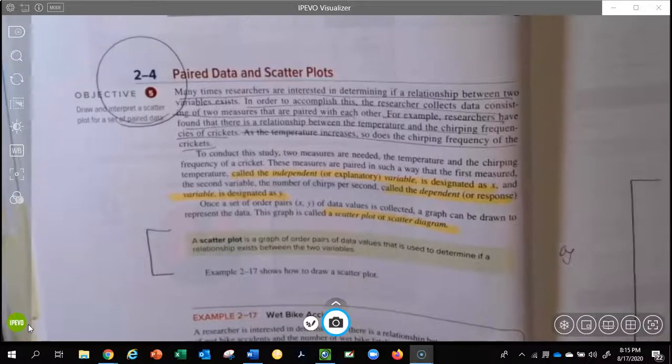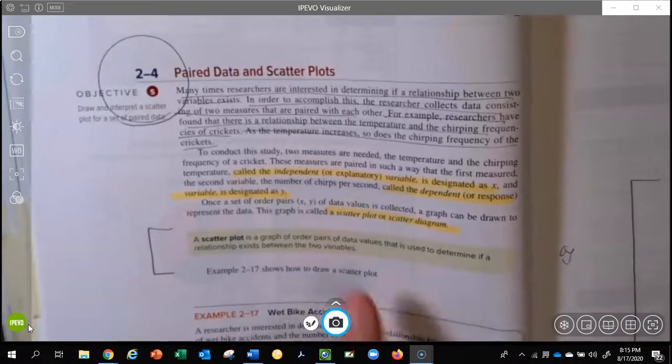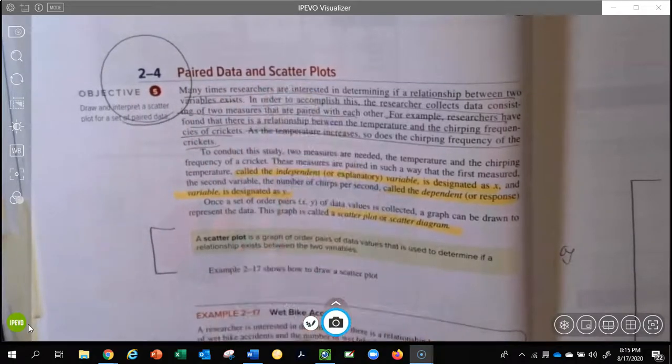We are now in section 2-4. This is the last section of chapter 2. The title, Paired Data and Scatter Plots.